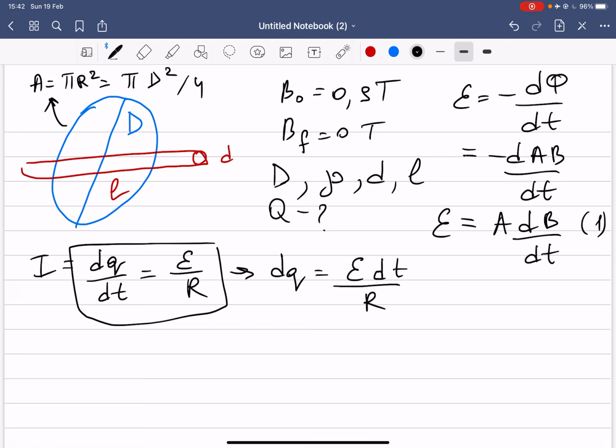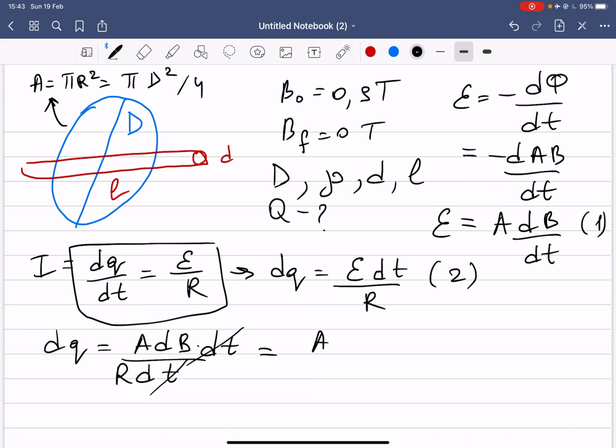Now, let's plug the first equation into the second equation. Then we get dq is equal to, with EMF equal to area times dB over dt, and we also have R, and we also have dt here. So this dt will cancel out. We have area times dB over R.